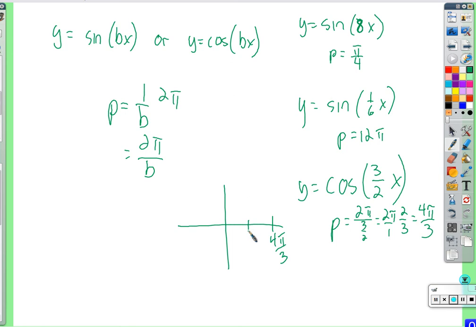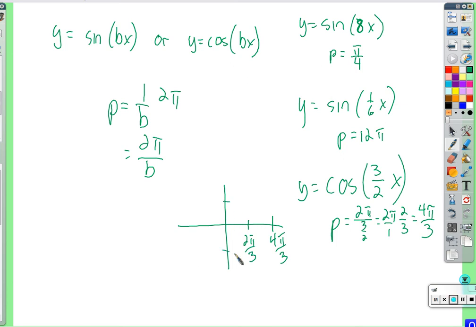Here, let's look at the middle. What would the middle between 0 and 4 pi over 3 be? 2 pi over 3? Pi over 3? Oh, 2 pi over 3. I agree with you there. 2 pi over 3. Mark a 1 and a negative 1.